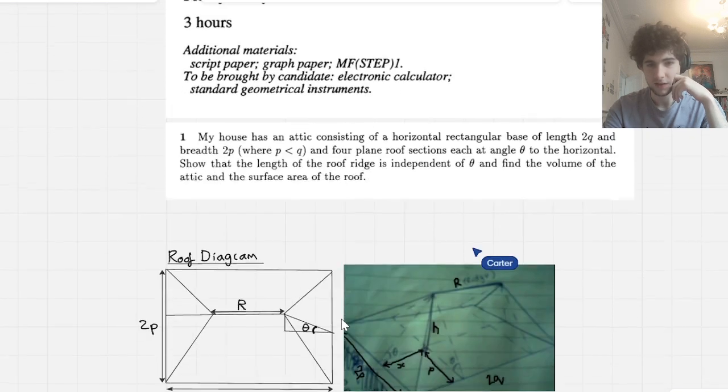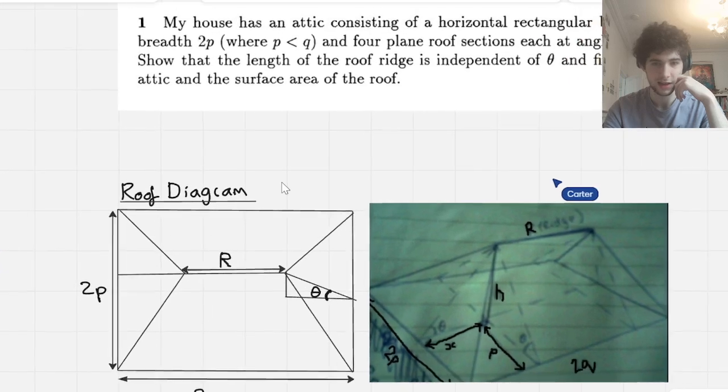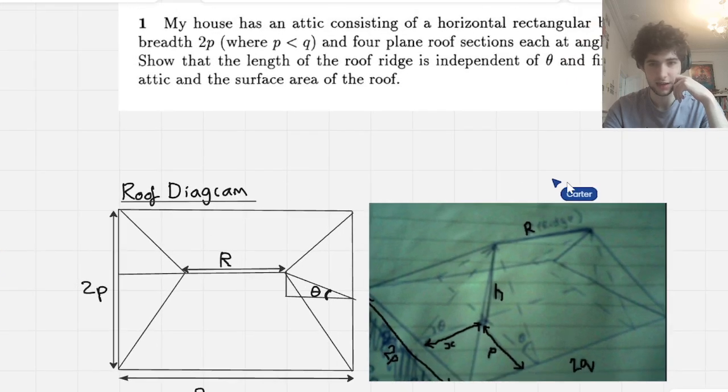Fine. So I think the best thing that we should do first is get a diagram. And I think this diagram on the right is really good. I pulled it offline from the student room, but it is a very good diagram of the problem. Because my diagram on the left is not very good because I'm not very good at drawing 3D things and drawing in general. But you can see what's happening here, right?